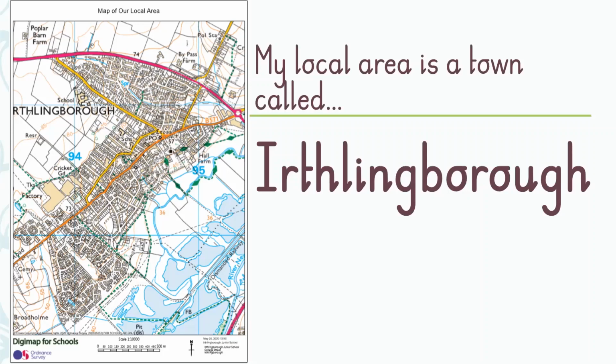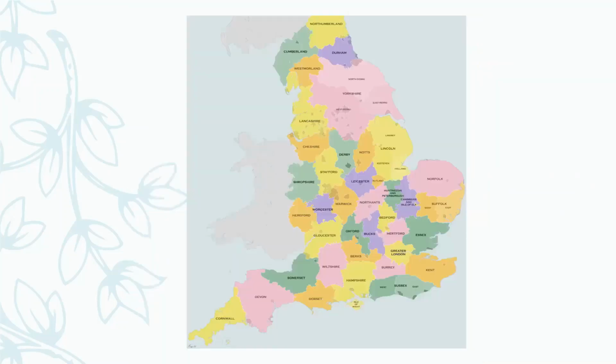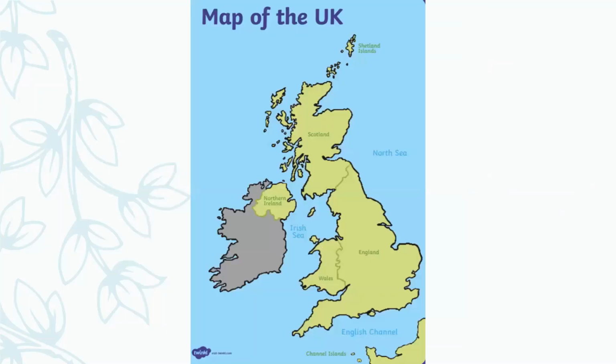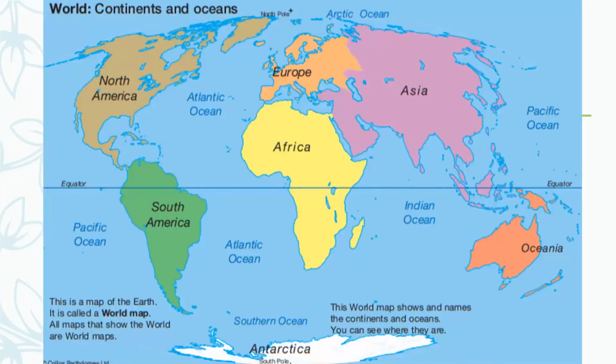So let's remind ourselves of where our local area is. Our local area is a town called Earthenborough and the surrounding areas. That sits inside the county of Northamptonshire, which is one of many counties that make up England, which is one of the four nations that make up the United Kingdom, which is a country inside the continent of Europe. And Europe is one of the 7 continents that make up our world.